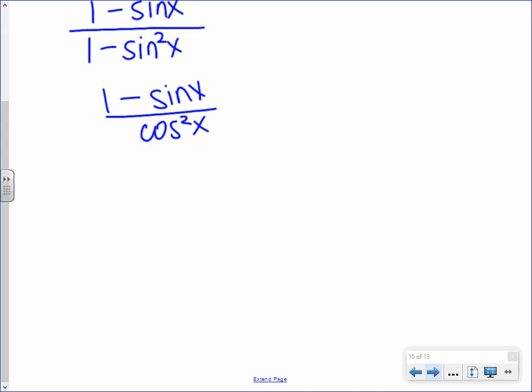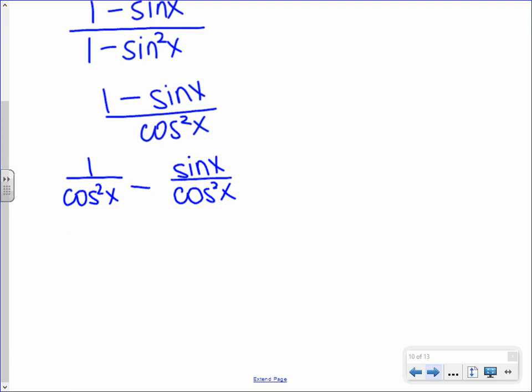Now what we can do, because you're used to working with fractions, what can we do with this fraction? If we have 2 terms in the numerator, we can split it up, right? We can write this as 1 over cosine squared minus sine over cosine squared.